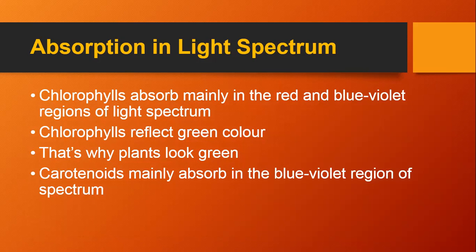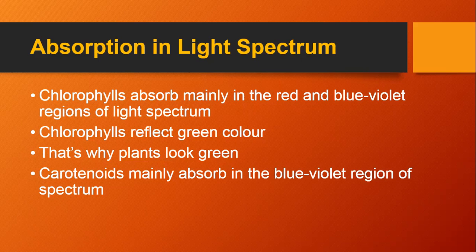Okay, so as I have told earlier, chlorophylls absorb mainly in the red and the blue-violet region of the light spectrum, and chlorophylls reflect green color. Remember that. That's why plants look green. Carotenoids mainly absorb in the blue-violet region of the spectrum. Remember one thing, we are not concerned with the detail of all these things anywhere. We will be just dealing with it as per the requirement of the syllabus.